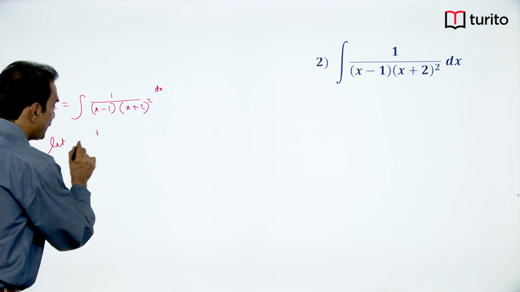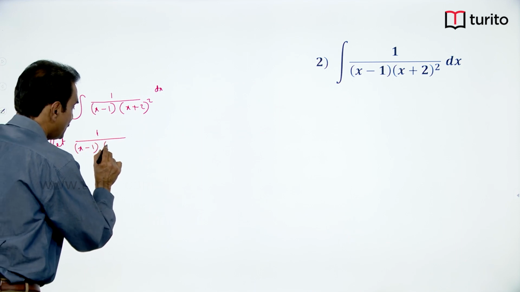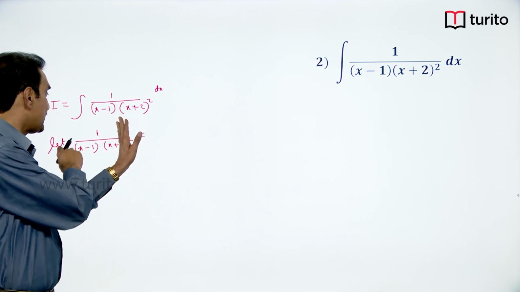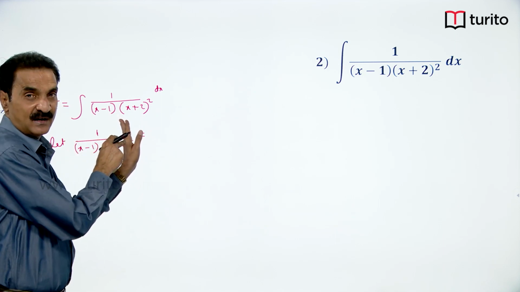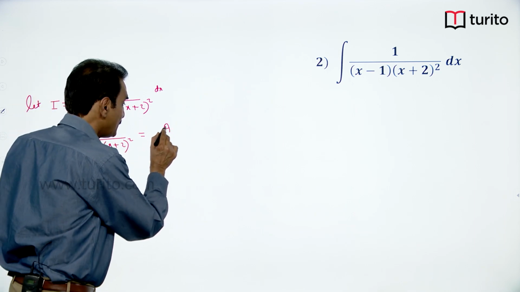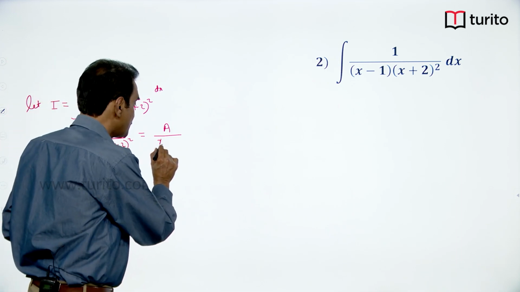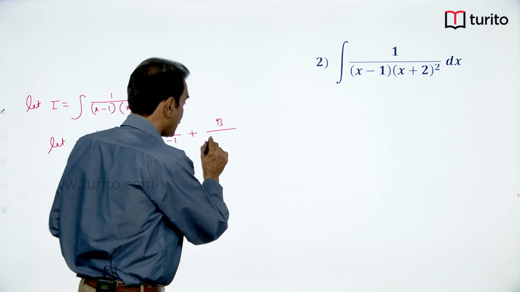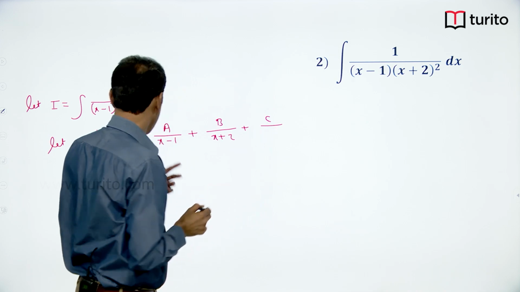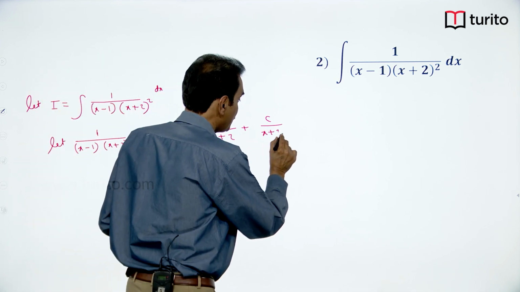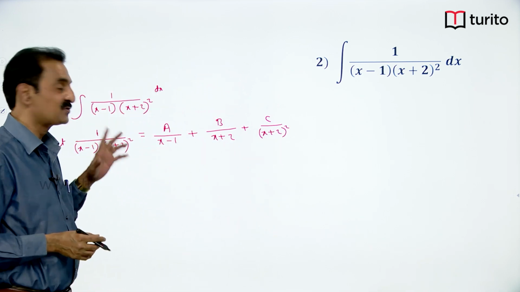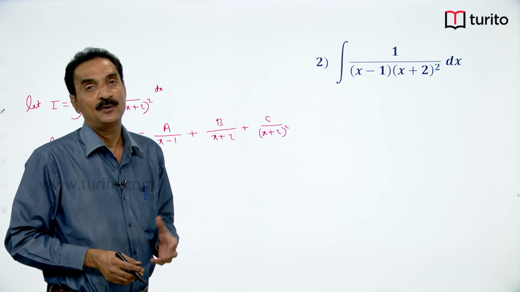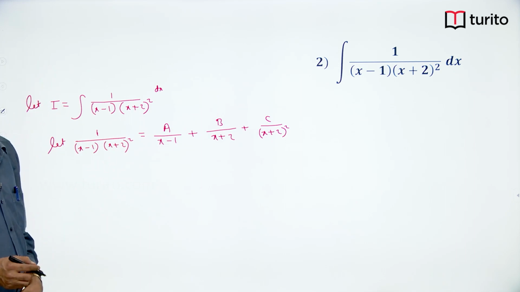So, let us take it separately. Let 1 by x minus 1 into x plus 2 whole square be equal to, how to take the partial fractions? If it is 1 by x minus 1 into x plus 2, you will take a by x minus 1 plus b by x plus 2. If whole square is there, then we have to take one more fraction extra: a by x minus 1 plus b by x plus 2 plus c by x plus 2 whole square. This is the method of taking partial fractions when whole square is there. If whole cube is there, we will take b by x plus 2 plus c by x plus 2 whole square plus d by x plus 2 whole cube.